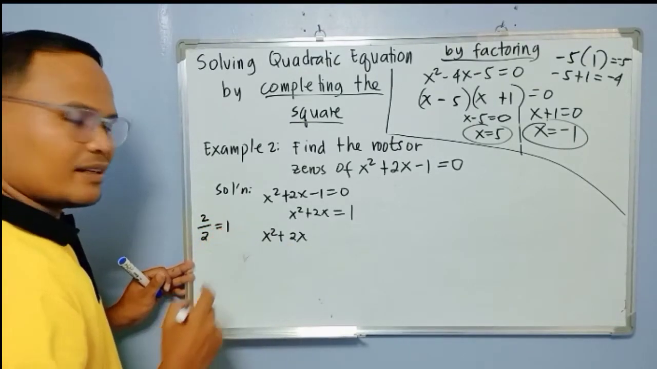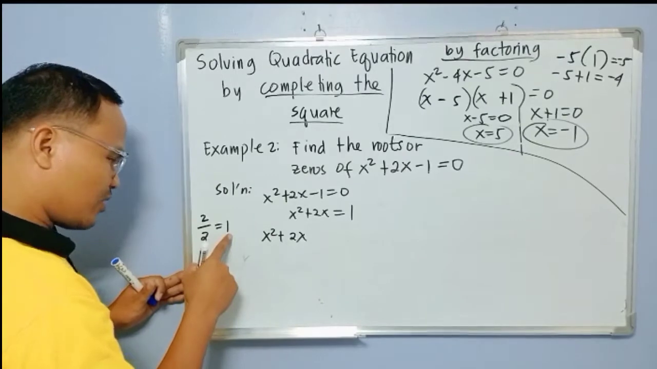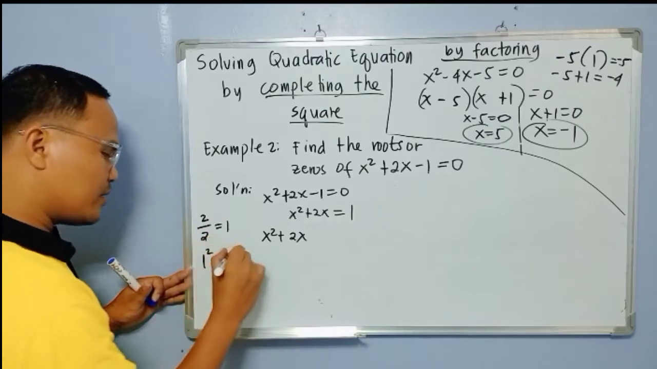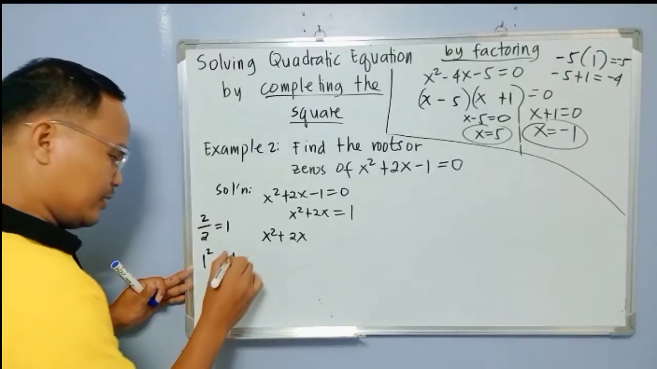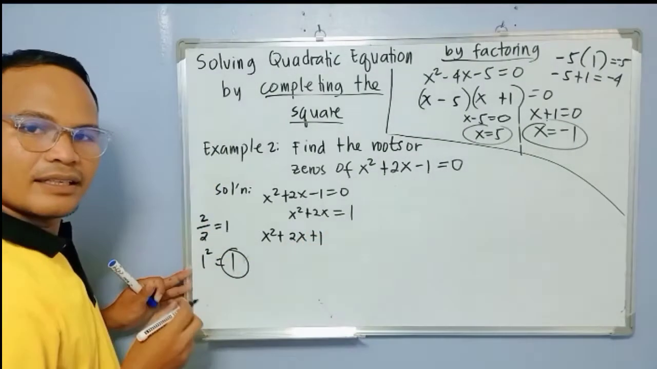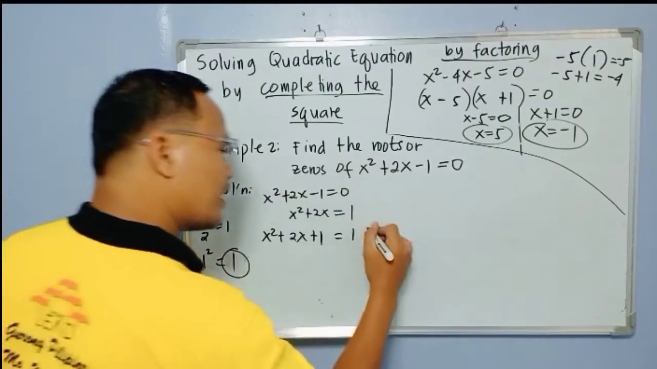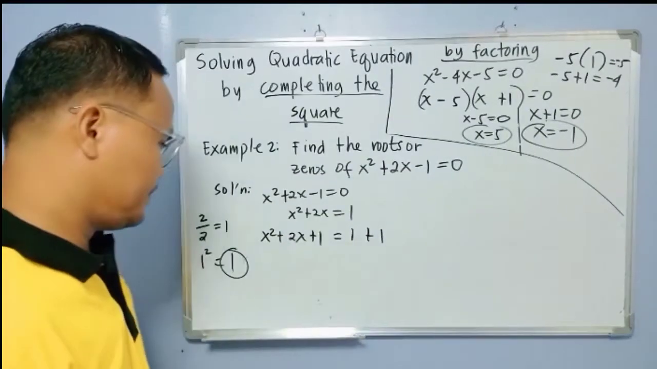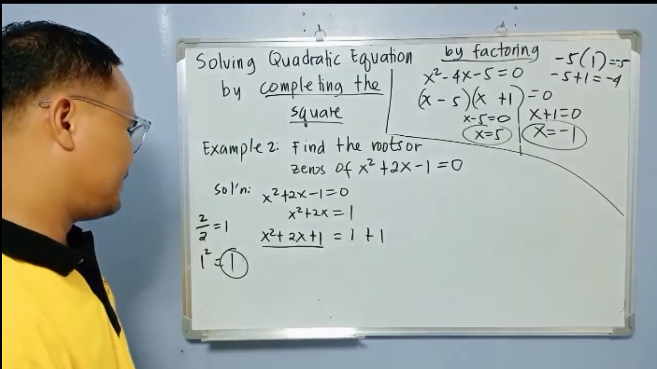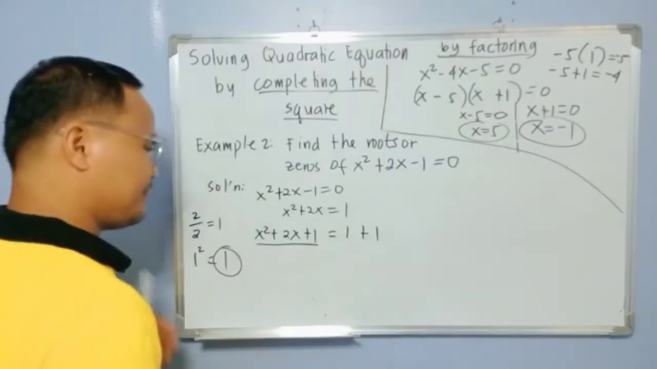The result is 1. And square the quotient after dividing. The quotient here is 1. So you are going to square 1. 1 squared, the answer is 1. So this is the number that you are going to add. Plus 1 equals 1. Since you add 1 on the left side, you also add it to the right side to make the statement equal. So this is called a perfect square trinomial. And a perfect square trinomial can be expressed as the square of a binomial.